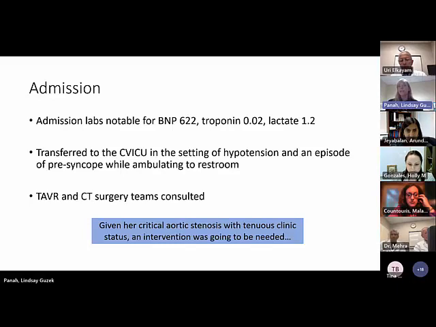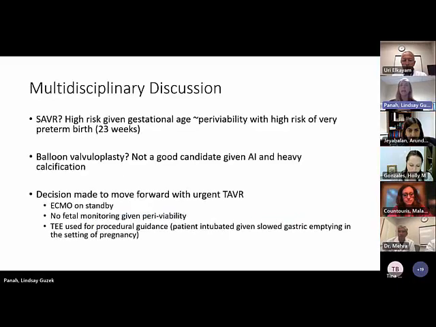And ultimately, it was decided that she was going to need an intervention during this pregnancy. It was unlikely that she'd be able to make it through this pregnancy, as she, again, was just 22 weeks gestation. And so given her critical aortic stenosis and her tenuous clinical status, we decided that we were going to need to intervene this pregnancy. So we had a multidisciplinary discussion with the teams that we described before. And there were kind of 3 options that we thought we could potentially pursue in her.